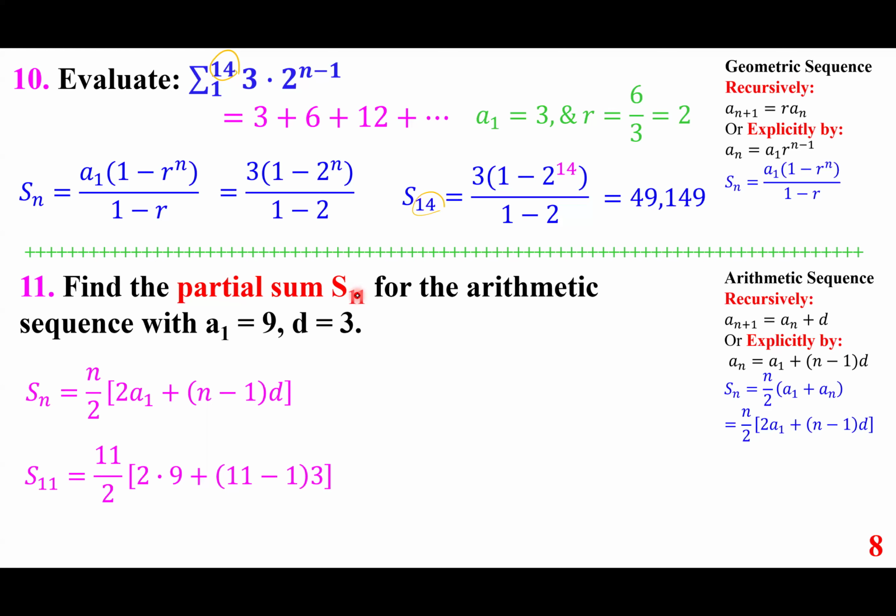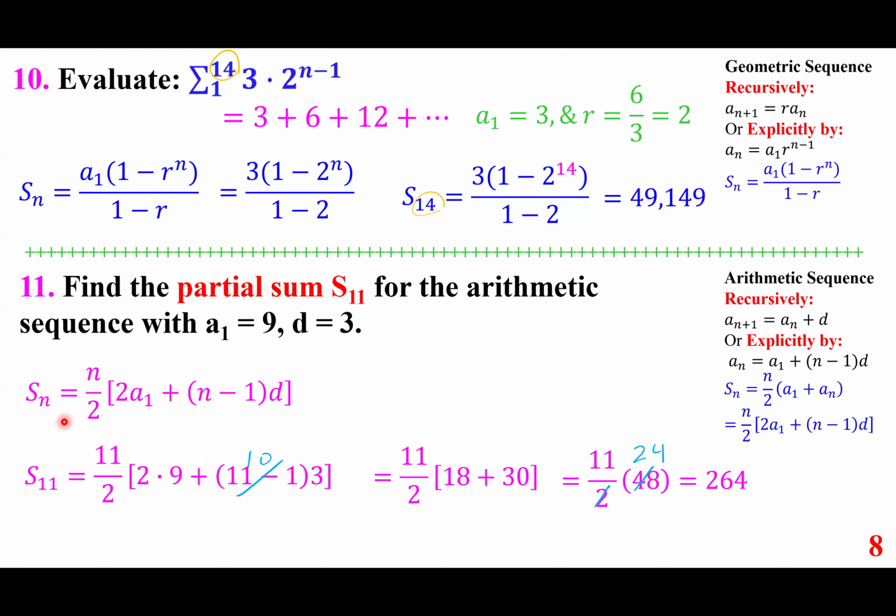All right, so 2 times 9, 18. 10 times 3, 30. 30 and 18 is 48. 24 times 11, 264.